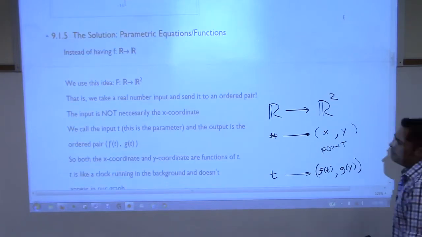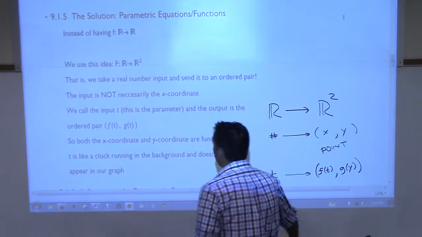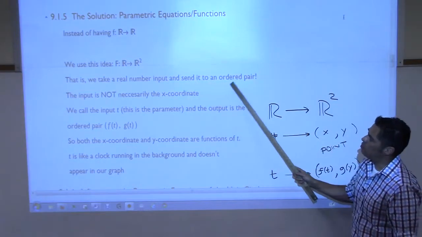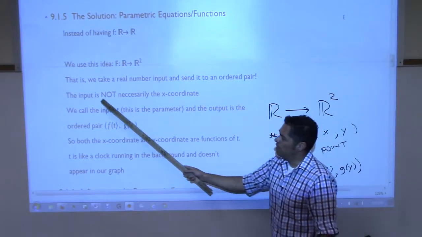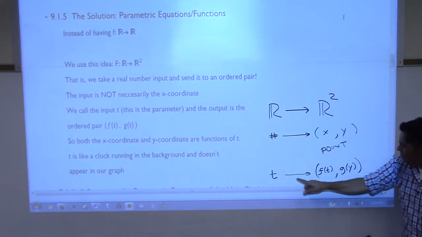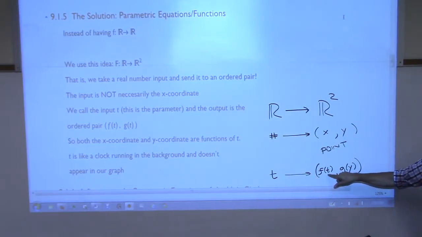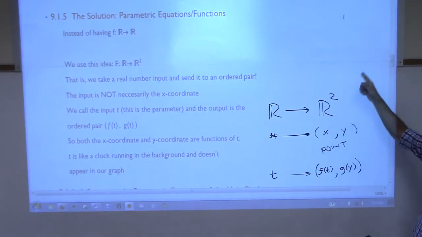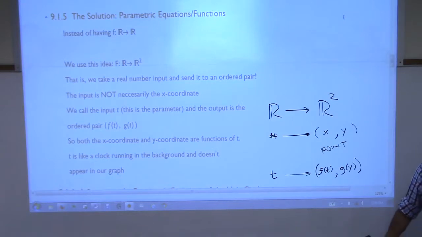Okay, so we take a real number in. That's the input, and we send it to an ordered pair. Keep note that the input is not necessarily the x-coordinate, so this t does not necessarily have to become the x here, like x was x before. This is something else. It could be anything: t squared, sine of t, whatever we want.